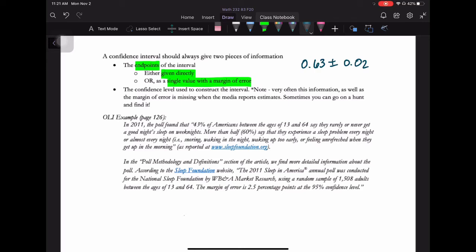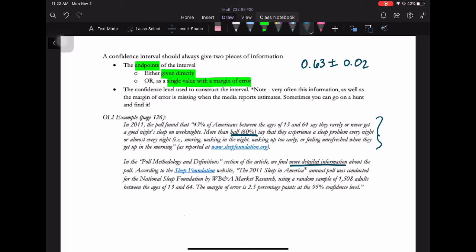If you listen and you read this right here, this example says, okay, the poll found that 42% of Americans between this age say they rarely get a good night's sleep. More than half say that they experience a sleep problem every night or almost every night. Well, okay, more than half, we're saying 60%, but I don't know what the endpoints of the interval are, and I don't know what the margin of error is. I don't know more than half, give or take what percent higher or below.